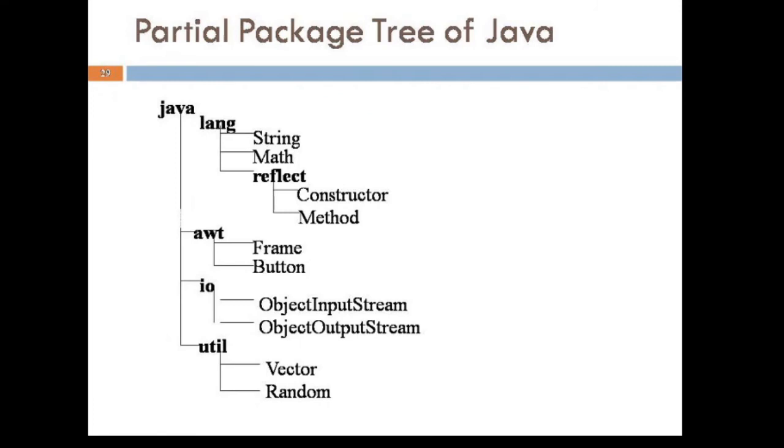First of all, at the top sits Java, which has lang, AWT, IO and util. Inside Java, these are packages. Java is a package; lang, AWT, IO and util are sub packages, and here String and Math are classes, and reflect is a sub package.